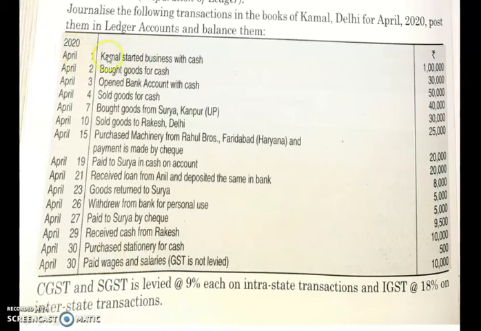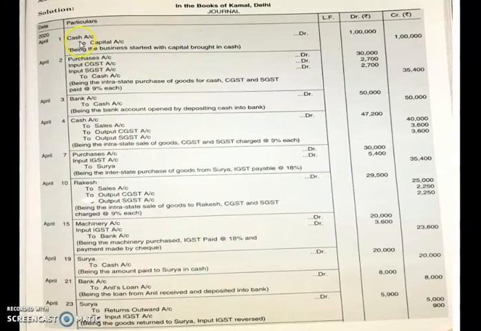So see, 1st April, Kamal started business with capital of 1 lakh. In this case, we know that when a business is started, the journal entry is cash account debited to capital account. We don't have to go for any GST here. It is a simple journal entry: cash account debited to capital account, 1 lakh.